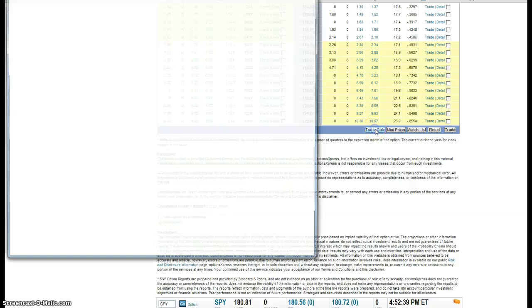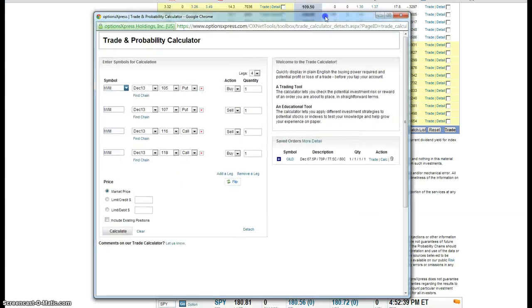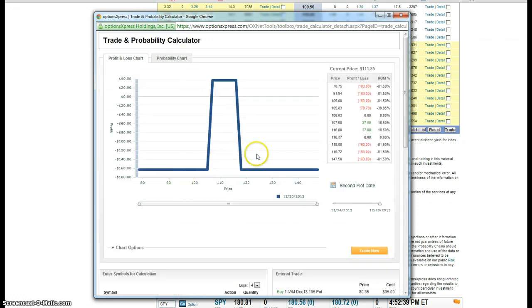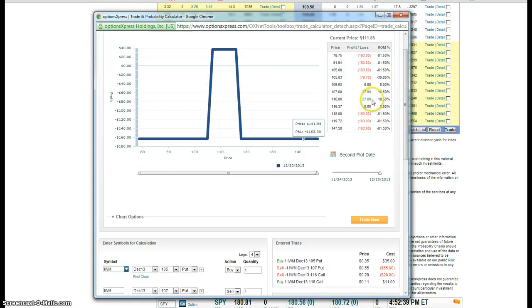So now if we put it all together and run through the trade calculator, let's see what we have. So what we have is now we're going to collect $37 because we're collecting two premiums. It represents 18.5% for 1 month, and we're risking $163.